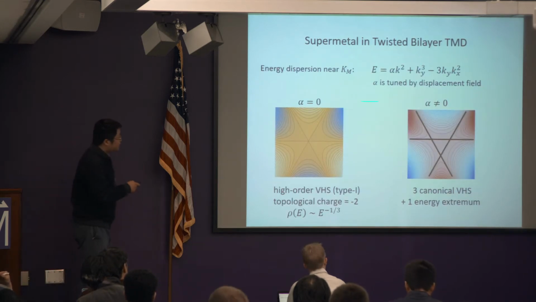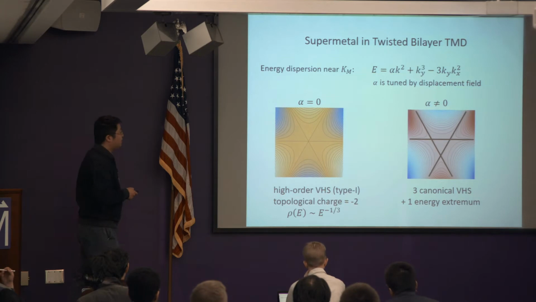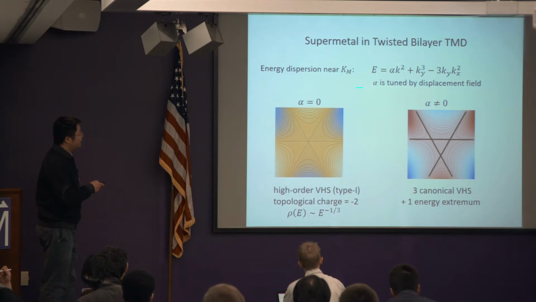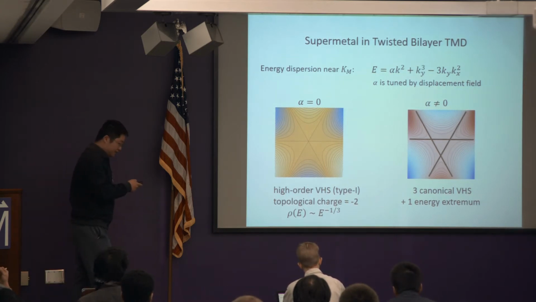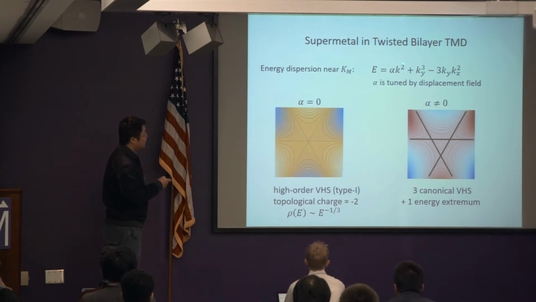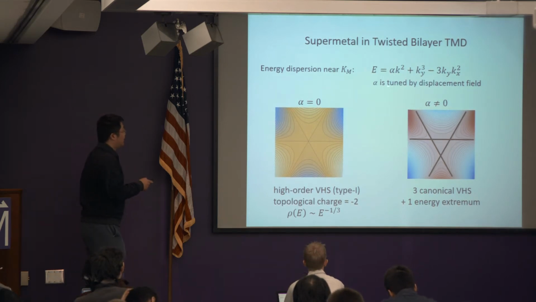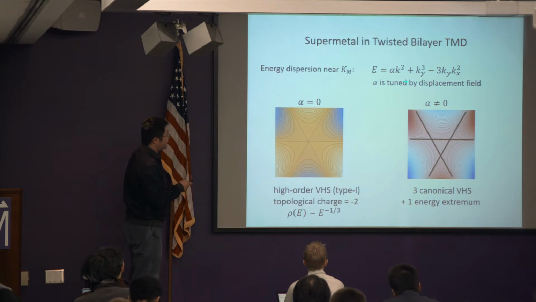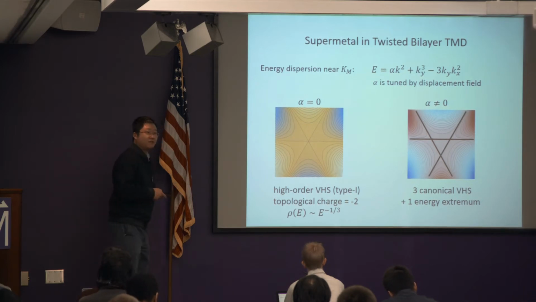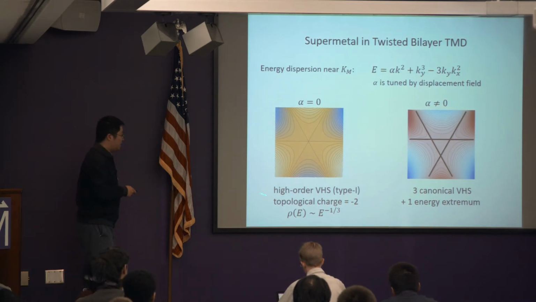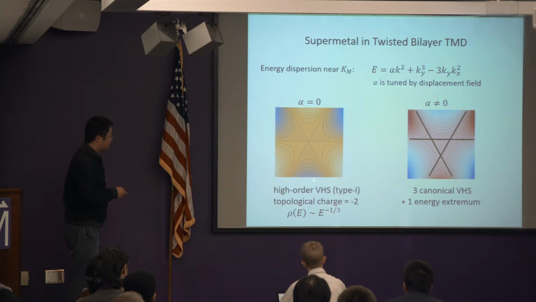And just using symmetry arguments, the energy dispersion near the corner of the Brillouin zone has to take this form up to third order in k. And there's an important term, which is the k cubed term. And when the k squared term vanishes at a particular displacement field, you see that this Fermi surface consists of 3 straight lines that intersect at a given point. Okay, so this is an example of a type 1 higher order Van Hove singularity.